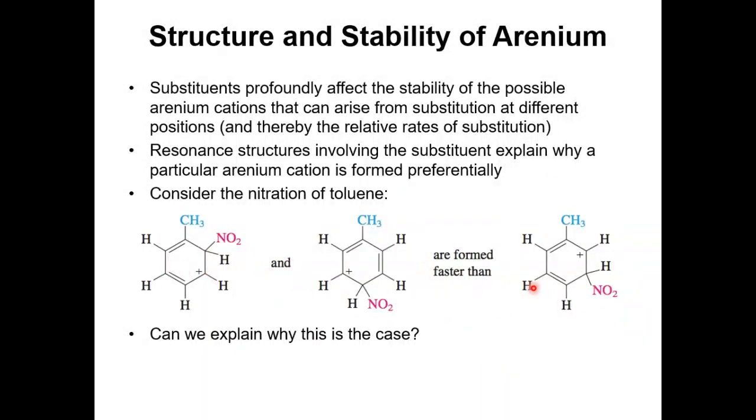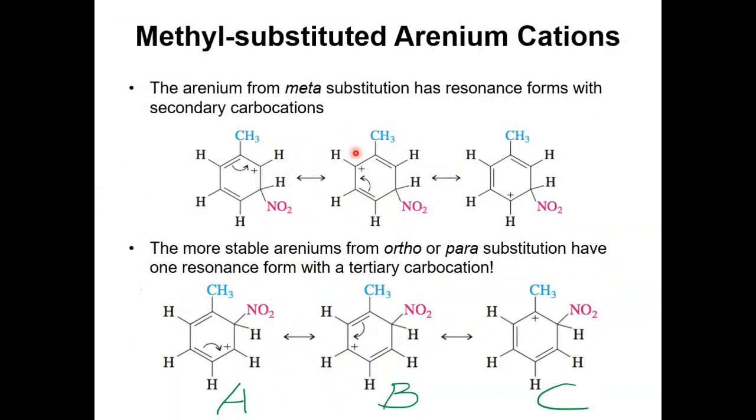If you look at the ortho sigma complex, this is the ortho sigma complex. You can write three resonance forms for it, and you have one resonance form where the positive charge is on a tertiary carbon that is connected to the methyl group. If you look at those three resonance forms, all of them are allylic, but those two are secondary. This one is tertiary. So this form C is the most stable one, and it is also the one that makes the most important contribution in the resonance hybrid. So having this form helps this sigma complex attain a bit of extra stability.